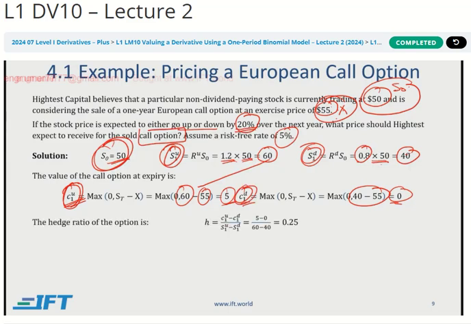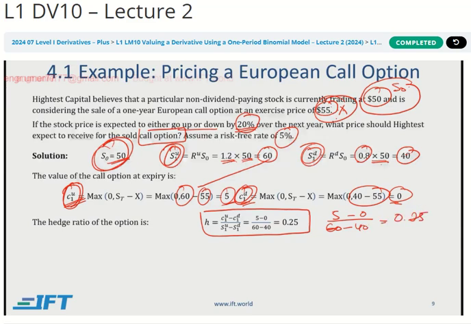Next, we're going to calculate the hedge ratio, because the hedge ratio you can calculate since you know C up and C down and S up and S down. It's a very simple formula. You put the C up minus C down and you put the S up minus S down and you get the hedge ratio as 0.25.